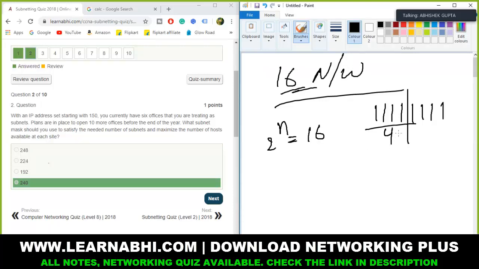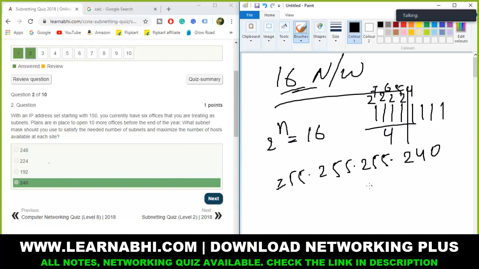Correct? So how to calculate the subnet mask? Just find the value of the network bits. 255.255.255 dot, here network bits are 4. What is the value of these network bits? 2 to the power 7, 2 to the power 6, 2 to the power 5, 2 to the power 4. Just add all of these network bits and you will get 240. Clear?